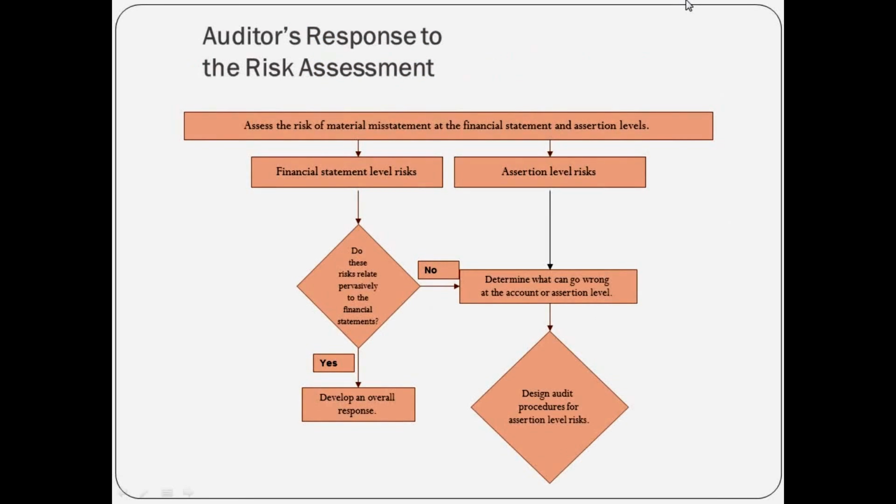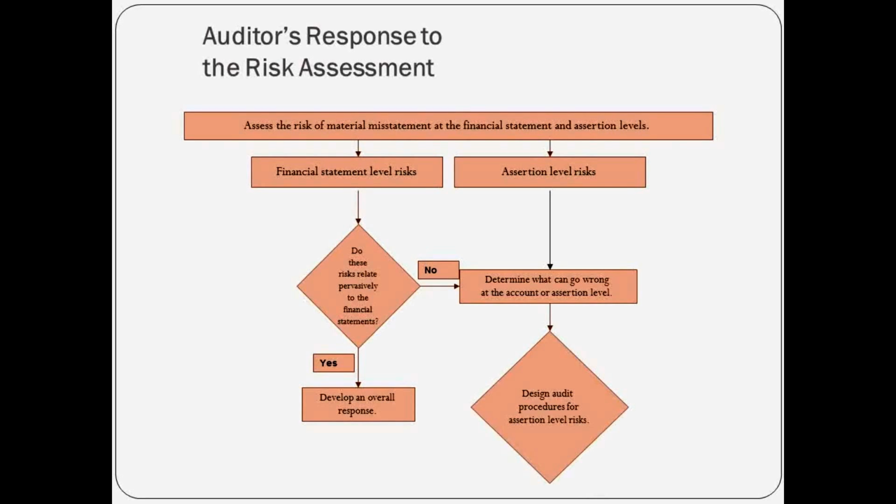But the fraud triangle serves as a framework for auditors to assess fraud risk in a company and the impact that it could have for potential material misstatements. So remember, AS 12 talks about the standards, the procedures that auditors should follow in terms of risk assessment, whereas AS 13 talks about the auditor's response to the risk assessment.